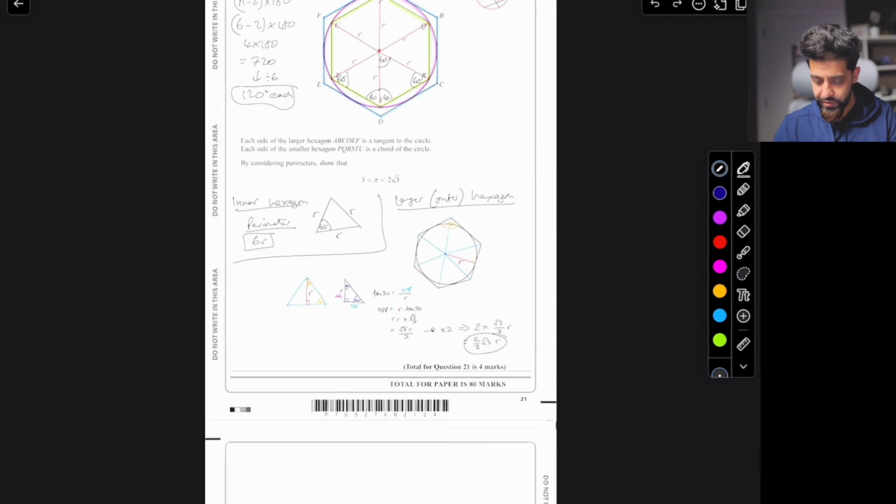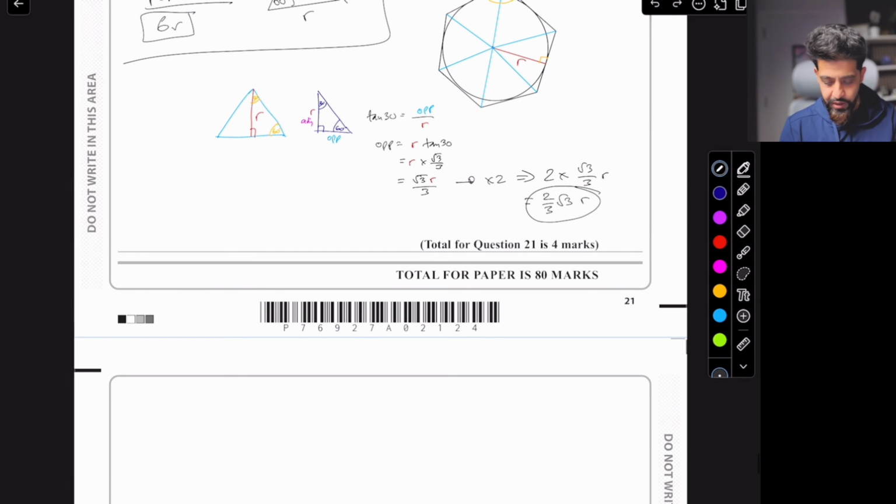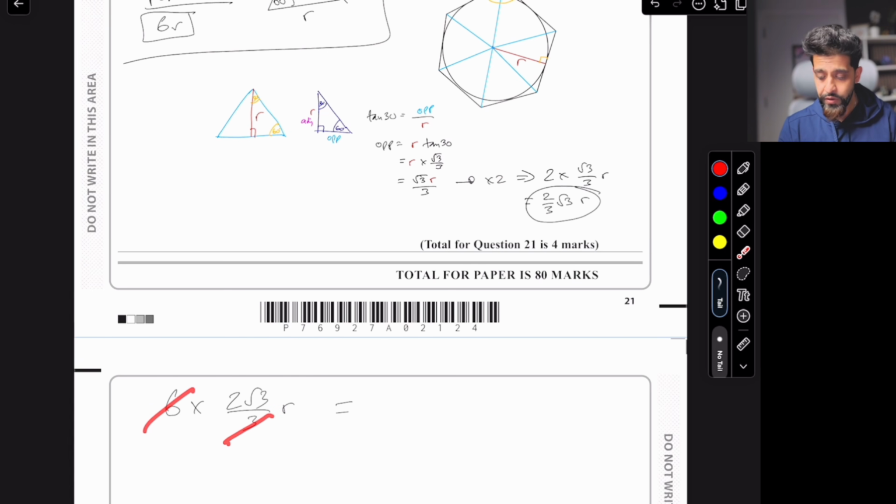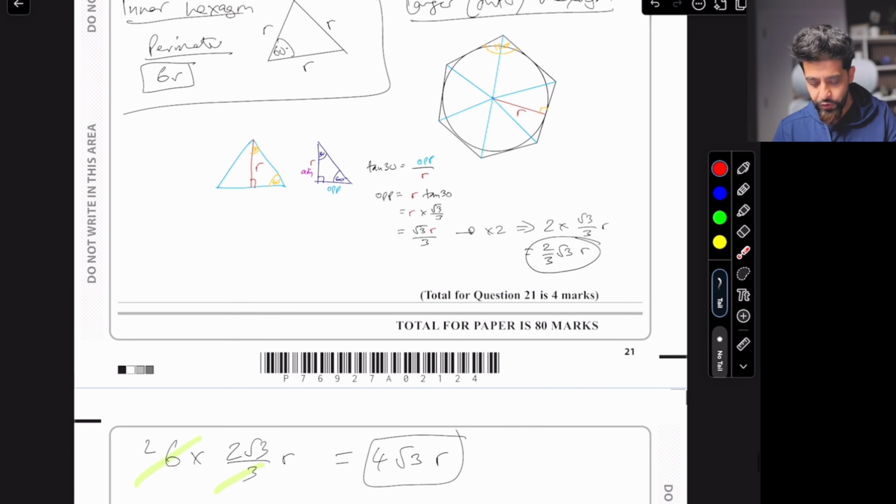So I'm going to make some room. I'll go down here. We've got 6 of them. So it's going to be 6 times 2 root 3 over 3 R. So the 6 and the 3, they divide by 3. So that becomes a 2. So 2 times 2 is 4. So you end up with 4 root 3 R. All right, so that is the full perimeter of the larger hexagon.